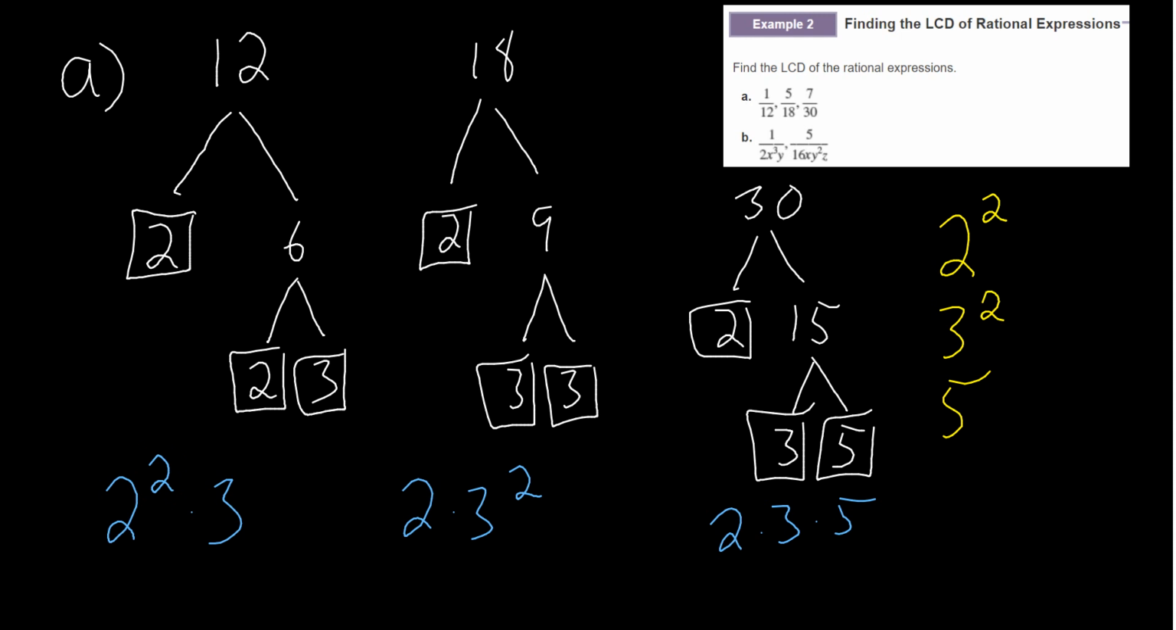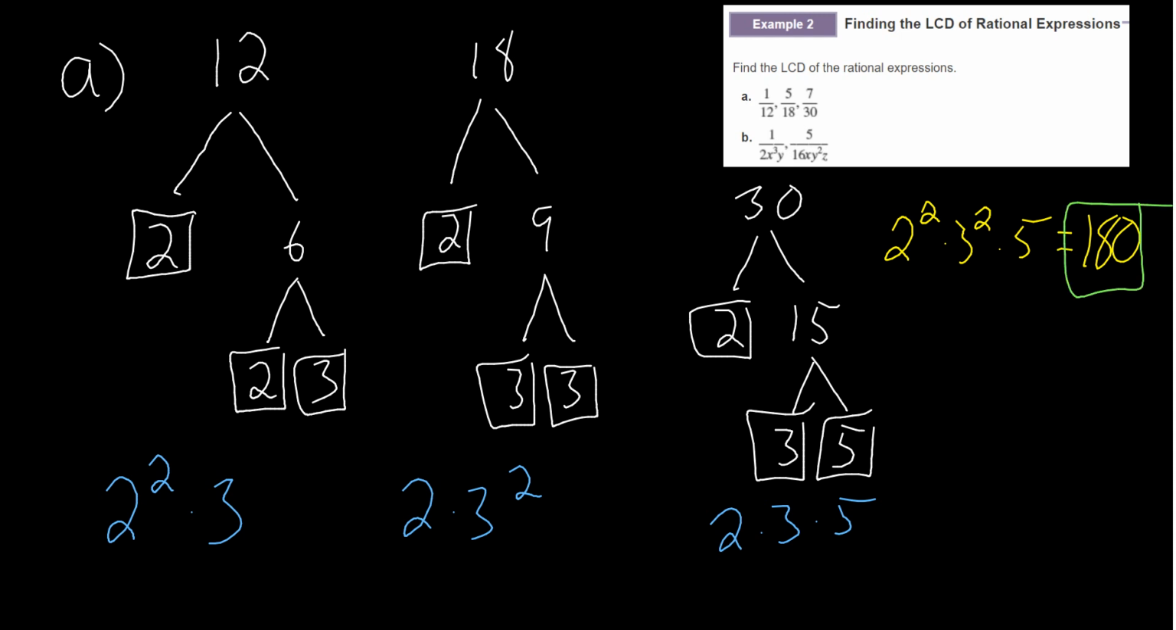So let's put these a little sideways here. 2 squared times 3 squared times 5. Well, 2 squared times 3 squared times 5 is equal to 4 times 9, 36, times 5, 180. Okay, so 180 is my least common denominator of my denominators 12, 18, and 30.